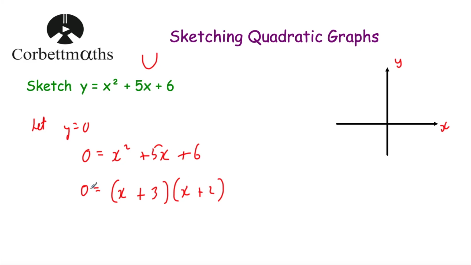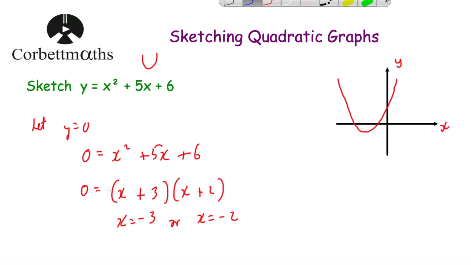Now we want to find when it's equal to 0. So when it's equal to 0 will be when either one of these brackets is equal to 0. So to make this bracket 0, x would be equal to negative 3, or here x would be equal to negative 2. So there are two solutions, x equals negative 2 and x equals negative 3. So they're going to be where the graph crosses the x-axis. It's going to cross the x-axis at negative 3 and negative 2. So negative 3 here and negative 2 here. So that's our sketch of our quadratic.